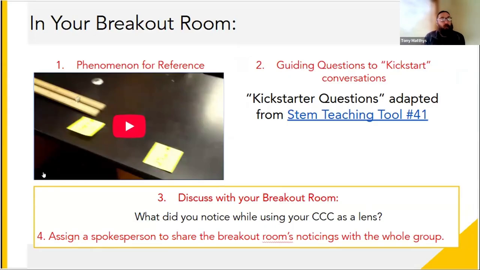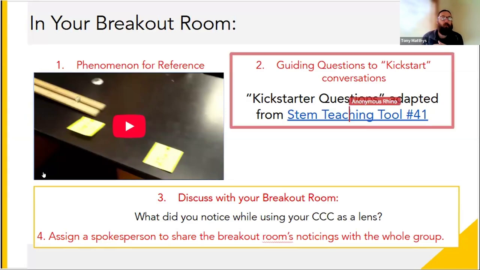As well, in each breakout room, there's going to be some sort of Kickstarter questions. Those are just to get your conversations going. Don't feel like you need to answer every one of those. They're just conversation starters to get you rolling. And really, the purpose of this breakout room is we want you to share, what did you notice about this phenomena using your CCC as a lens?